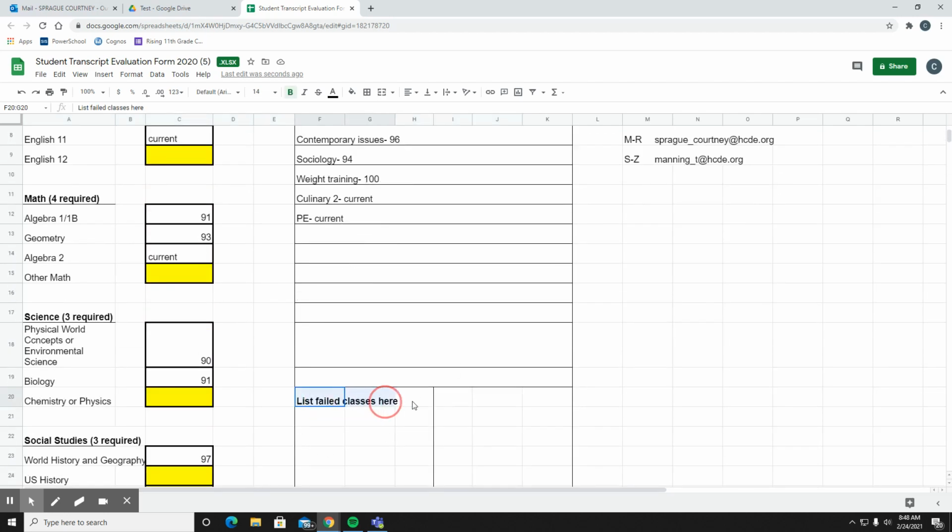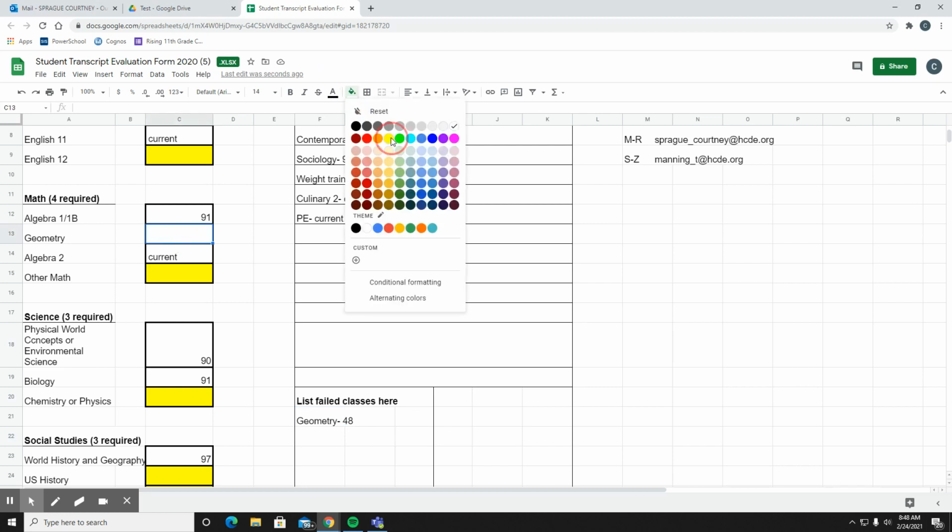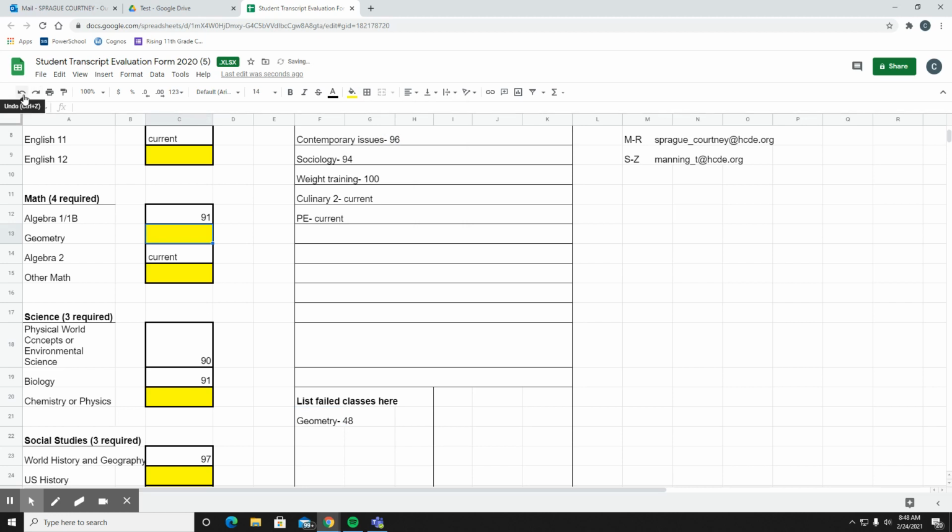The reason this says list failed classes here is because if you happen to fail geometry, then we would want to write it down here. So we would say geometry 48. Well, if you got a 48 in geometry, we need to make sure we get that passing because that's a graduation requirement. So we would also need to make sure that we take that next year.